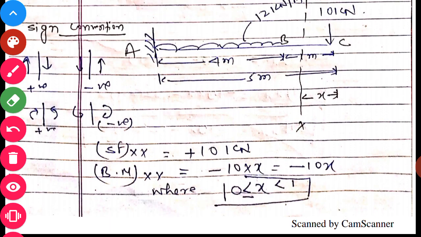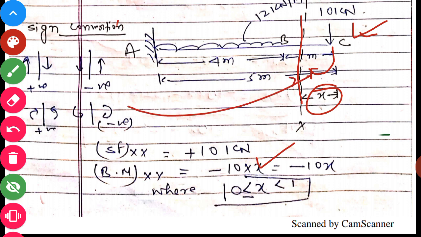And after that we take the moments on the section XX. Okay, how do we take the moment? The force is 10 kilonewton and the distance is x. Then moment is what? Force into distance. The force is 10 and the distance is x, so 10 into x. And what is its sign convention? This force rotates the beam like that, that is a clockwise movement. If the right side of the section is clockwise movement, in that case we take negative. That sign convention is negative. So minus 10 into x is the bending moment at XX.